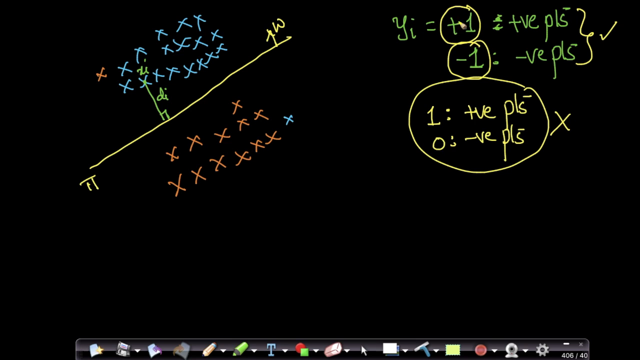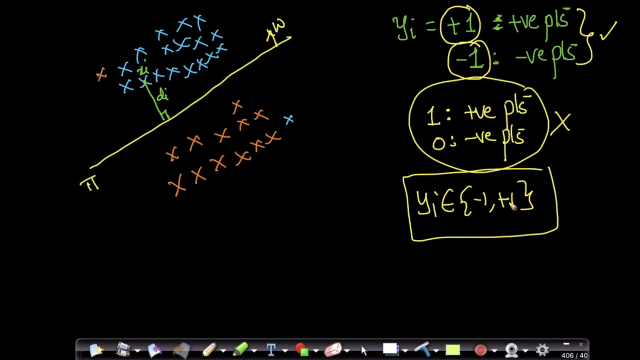We are saying that +1 means positive points. These are the class labels. Your yi now belongs to {-1, +1}. This is what I'm assuming. Of course, it's binary; at the end of the day, it's all binary. I can choose 1 or 0 or -1 or +1. Now let's go to the mathematical parts. For all positive points it will be +1, and for all negative points it's -1.